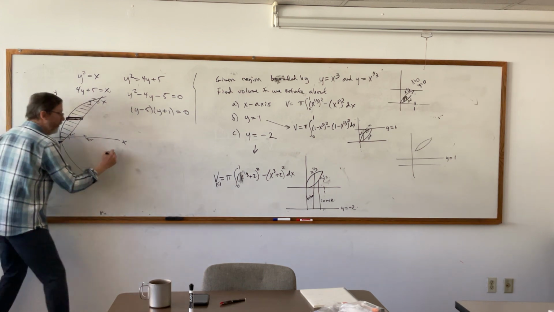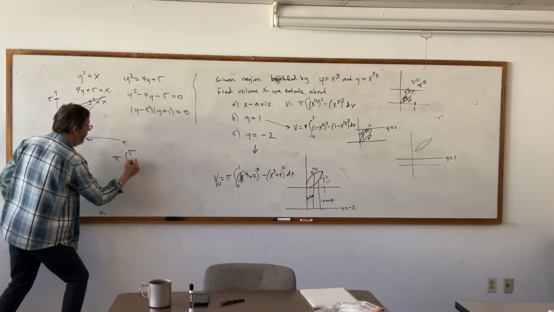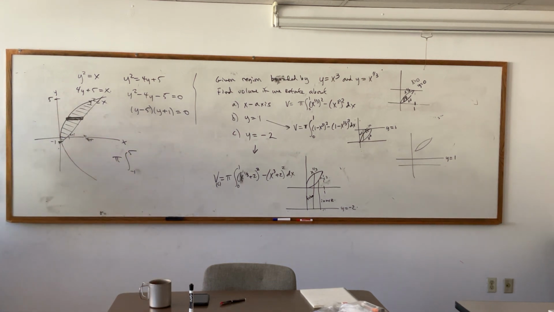And so we're gonna do pi integral -1 to 5. Abraham, what was it you were saying? I didn't mean to just dismiss what you were saying. Oh, no, it was just flipping them. Oh, okay, yeah.